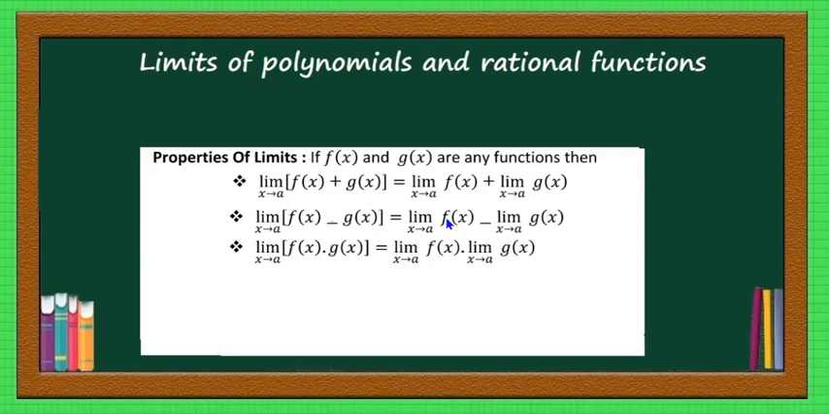The third one is limit as x approaches a of f of x into g of x is equal to limit as x approaches a of f of x into limit as x approaches a of g of x. And the fourth one is limit as x approaches a of f of x divided by g of x is equal to limit as x approaches a of f of x divided by limit as x approaches a of g of x.